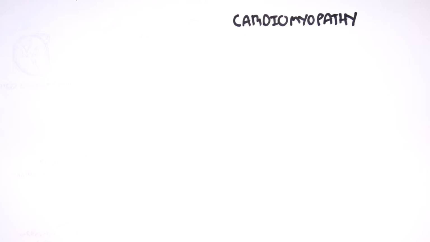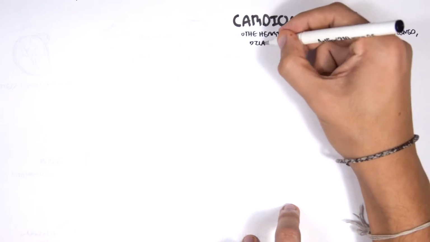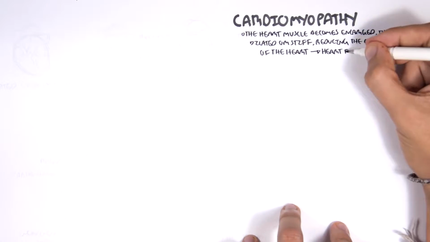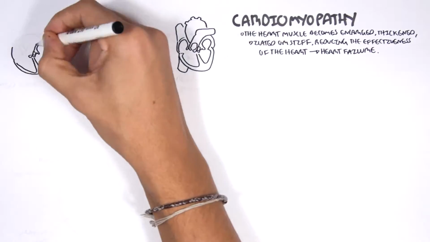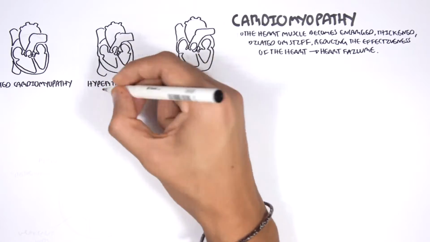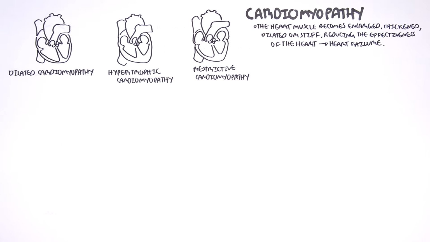The next cardiovascular disease is cardiomyopathies. Now, cardiomyopathies involve the muscles of the heart, hence cardio, heart, myo, muscle, pathy, abnormality. So cardiomyopathies is where the heart muscles become enlarged, thickened, or stiff, reducing the effectiveness of the heart, leading to heart failure. There are three main types of cardiomyopathies: dilated cardiomyopathy, hypertrophic cardiomyopathy, and restrictive cardiomyopathy. Let's look at dilated first.